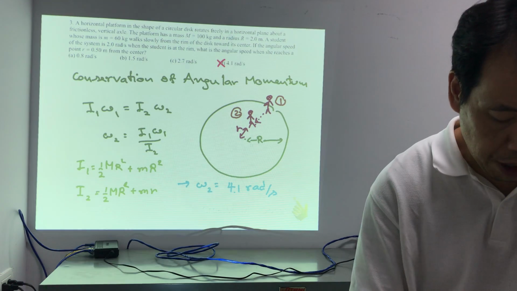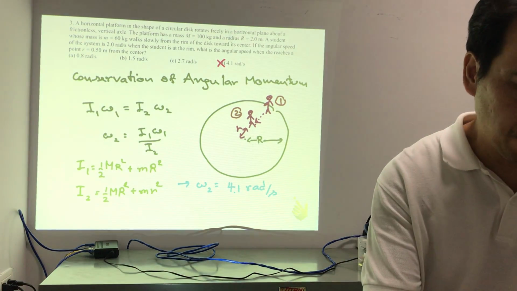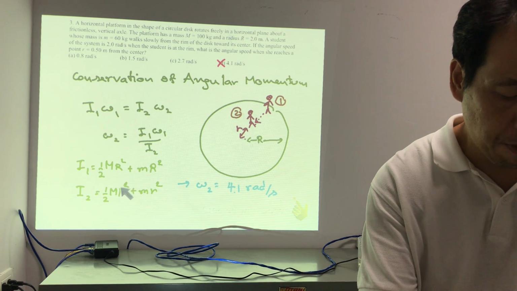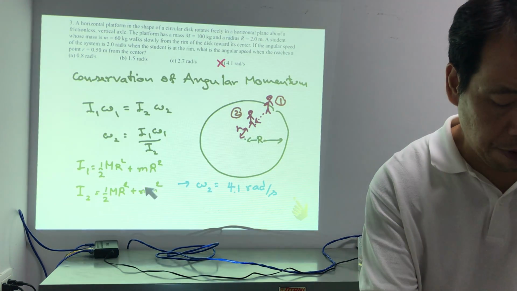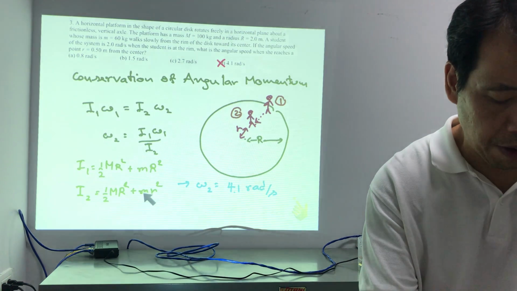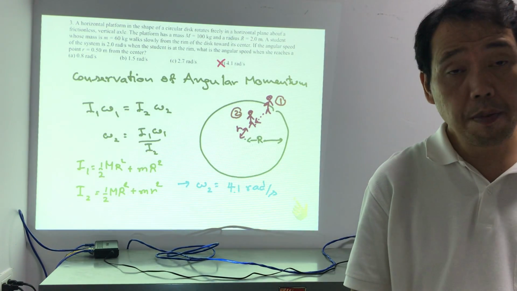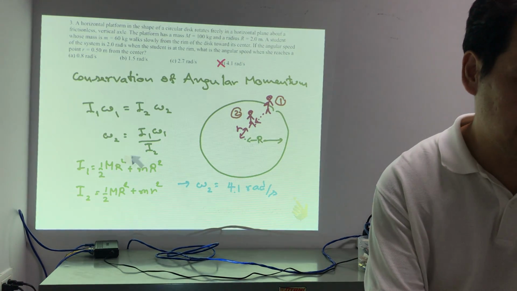The moment of inertia of the system when the student walks to the position 0.5 meter from the center is the moment of inertia of the disc, which does not change, you can see, plus the moment of inertia of the student. Now it becomes mr squared. This is a small r, and this r is equal to 0.5 meter. And we know all we want.